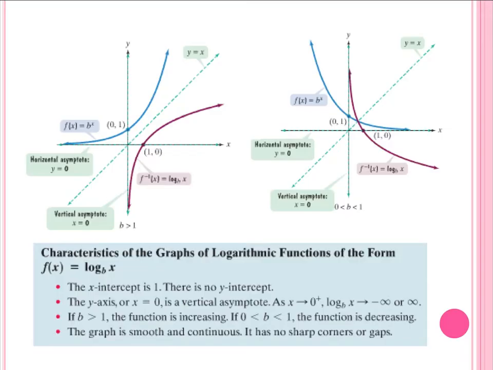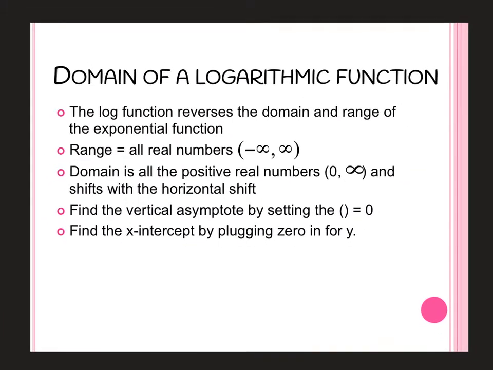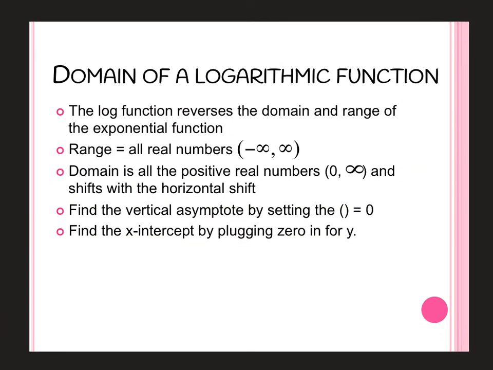Okay, if you look at this next slide, it tells you basically the same thing. This is how you find everything. The log function reverses the domain and range of the exponential because they're inverses of each other. Your range for your log function is always negative infinity to positive infinity. For the exponential, your domain is negative infinity to positive infinity. They switch. In order to find the domain, to find your x values, it tells you right here, you set the parenthesis equal to 0.